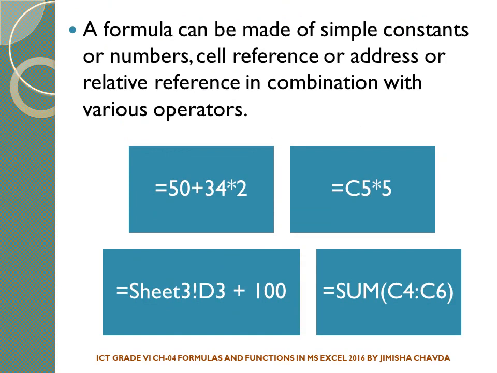A formula in Excel can be made of simple constants or numbers, cell reference or address or relative reference in combination with various operators. Here you can see that in the first box, constants are used for applying the formula. The next, one constant and one cell address is used. Then third one, cell reference to another worksheet concept is used. And fourth one, the basic functions of Excel are used for calculating the formula.